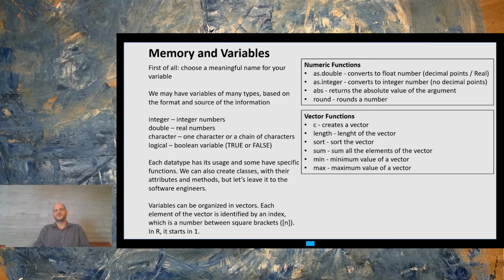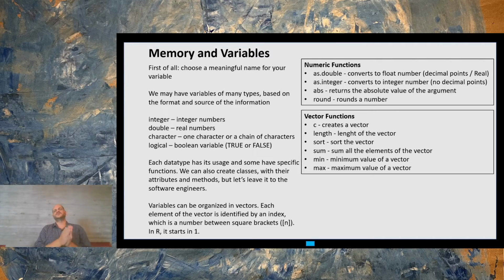The variables may assume different types. So in R, we have 4 main types: integers, doubles, characters, and logicals. In each case, we will have its usage. In each case, we will have the purpose to use each variable.